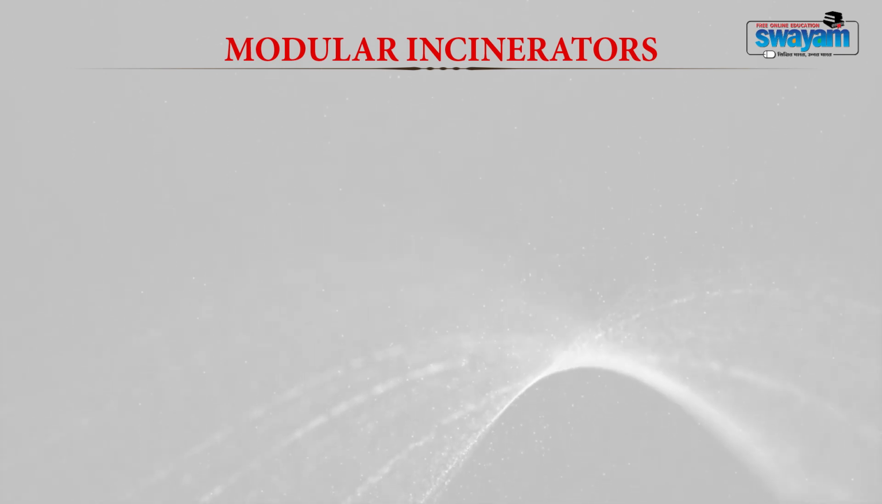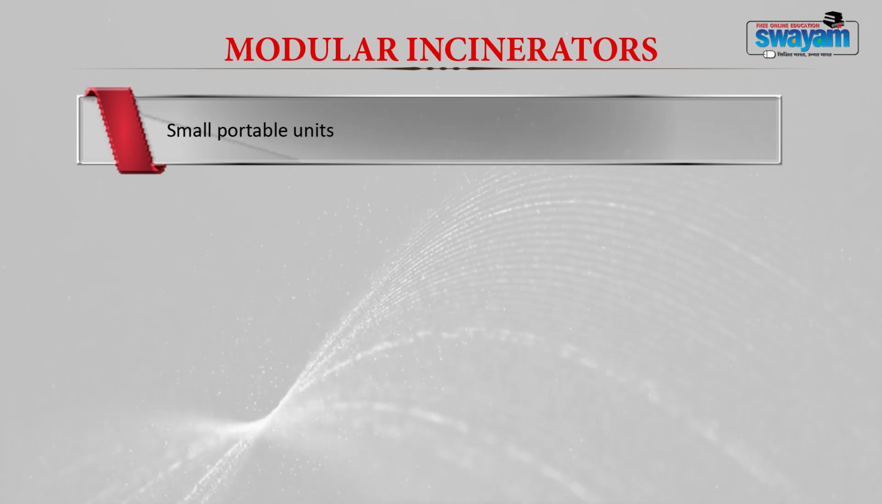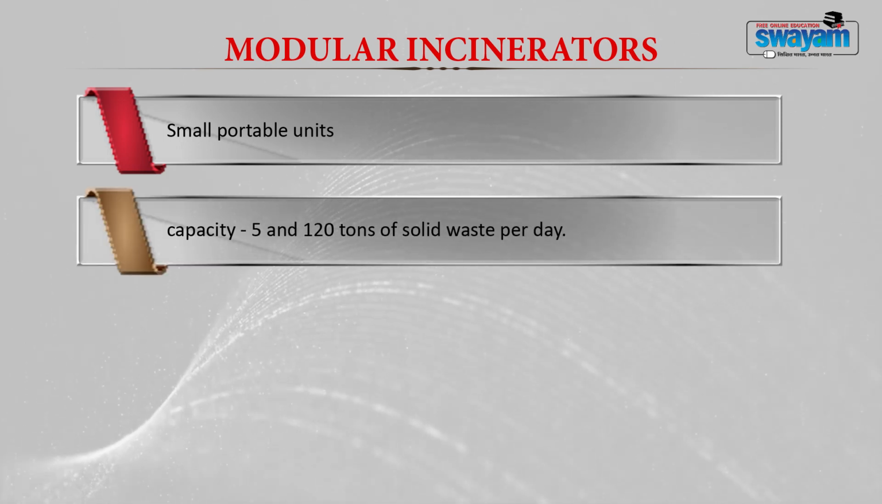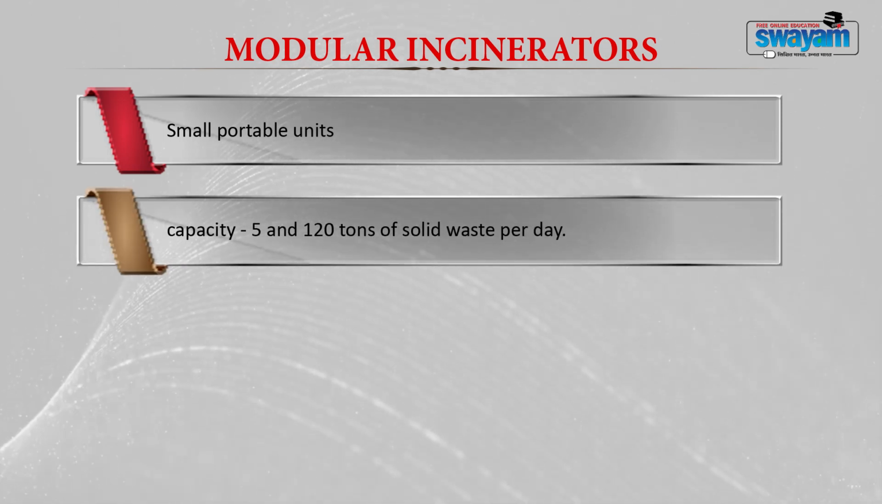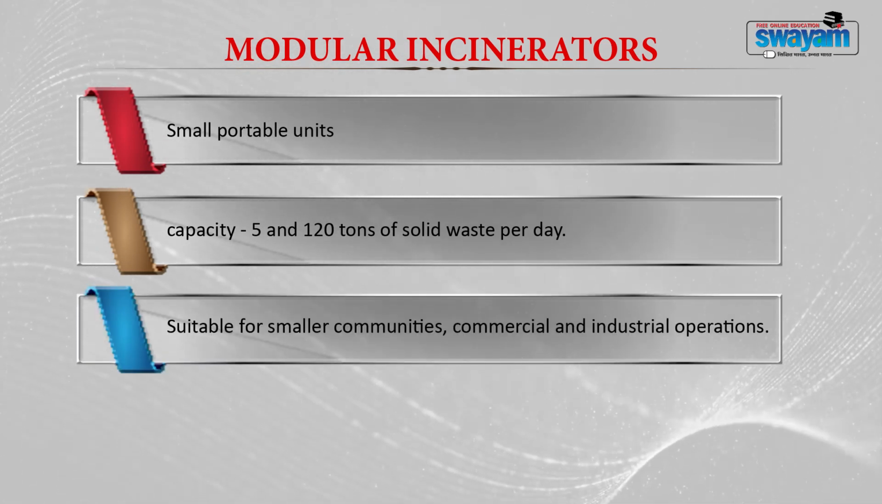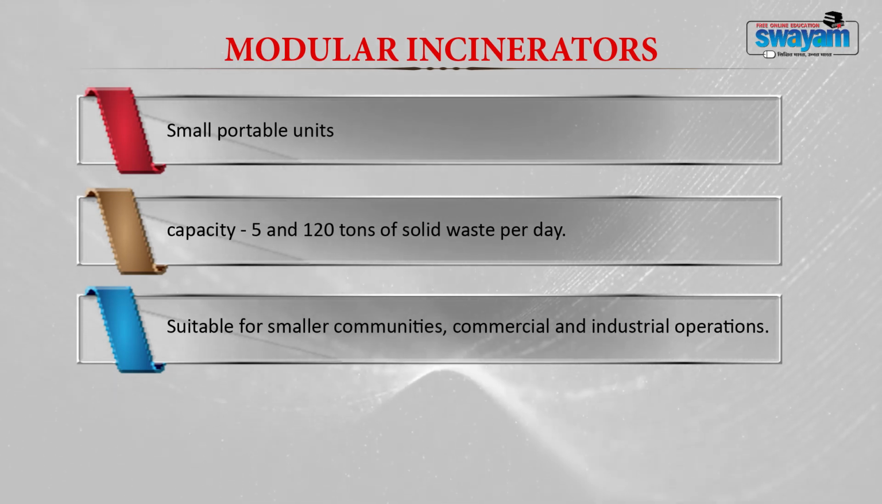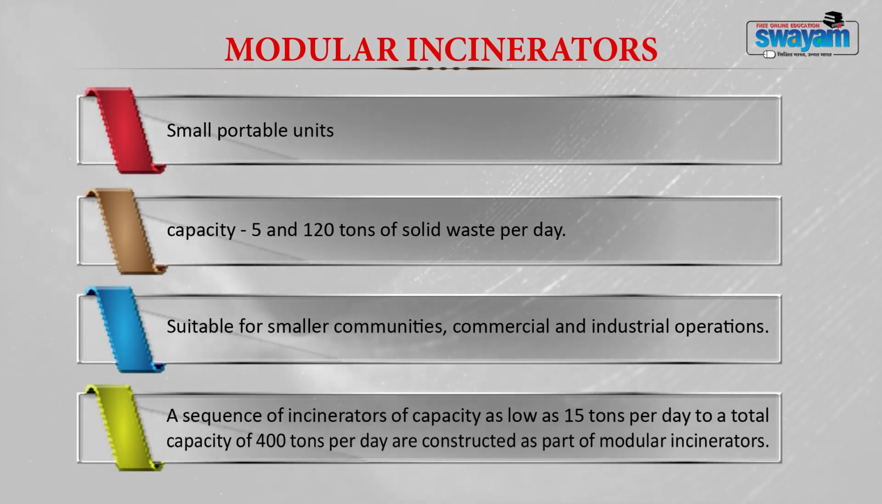Now, the modular incinerators are very small portable units with a capacity of 5 to 120 tons of solid waste per day. They are more suitable for small communities, commercial and industrial operations. Now, you can also have very small incinerators with a capacity as low as 15 tons per day to a total capacity of 400 tons per day.